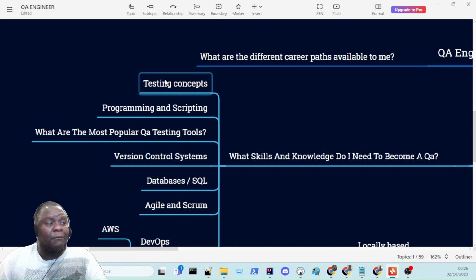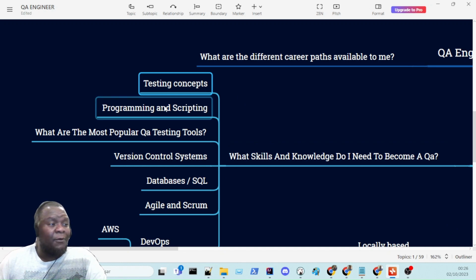So, let's start here. The first thing that you need to understand is testing concepts, right? What are these concepts? You have to understand what is a usability test, interface test, exploratory test, test plan, test cases, test suite, test execution, right? These concepts about testing, you need to understand all of them to start working as a QA engineer.